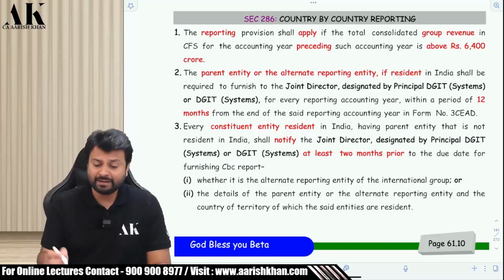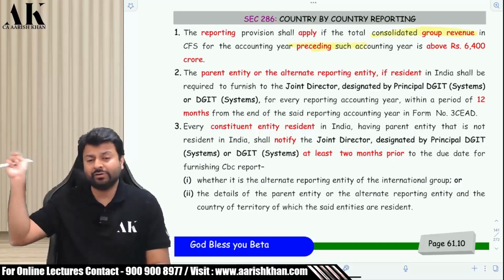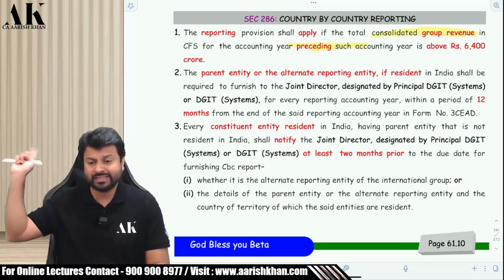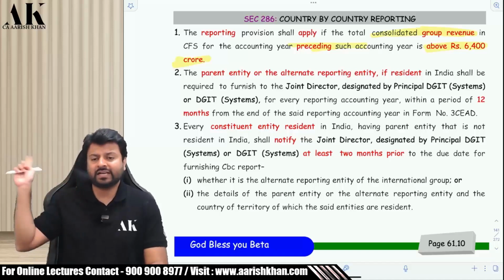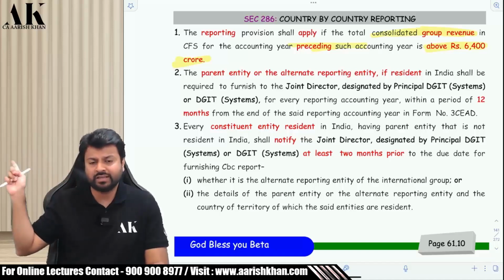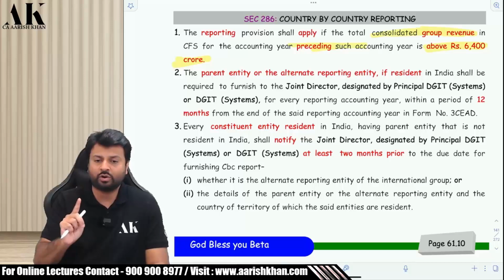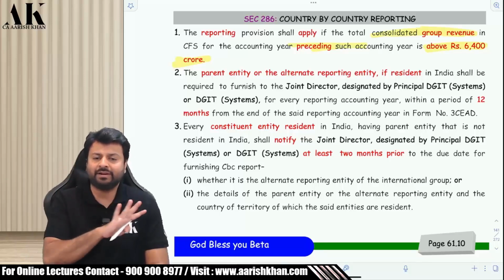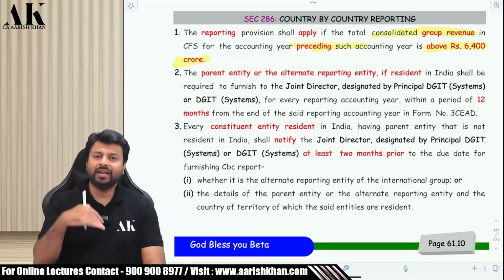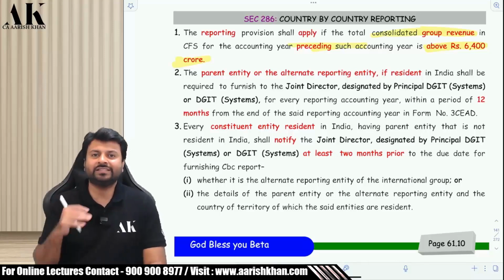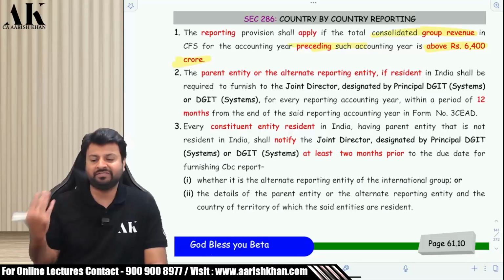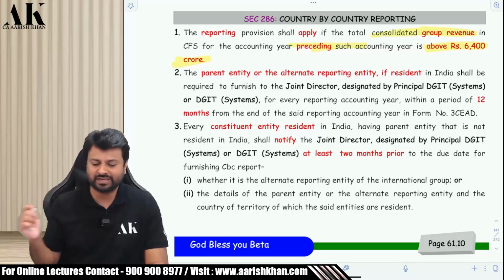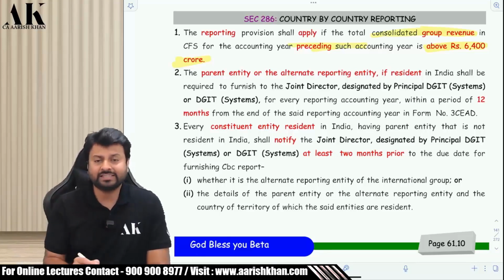So first of all, the very first thing which we need to understand, CBCR is applicable to which companies? It is applicable only to those companies whose consolidated group revenue in the last accounting year, not in the current accounting year, in the last accounting year is above 6,400 crore rupees. So if the consolidated group revenue in the last accounting year is greater than 6,400 crores, then only CBCR is applicable, otherwise CBCR is not applicable. Now, Reliance Industry, is it covered in this? Definitely it is covered here because the Reliance Industry's total group revenue will be definitely greater than 6,400 crore rupees in the last year. Now, who will file the CBCR?